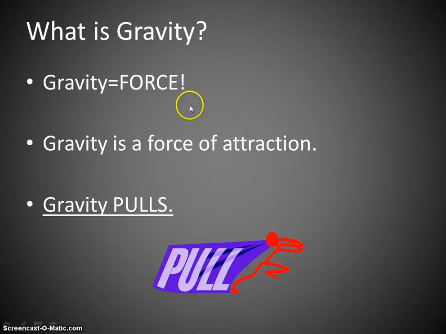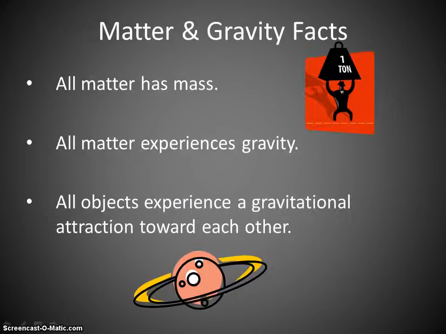What is gravity? Once again, it's a force, right? We're talking about forces. Gravity is a force of attraction between two objects because of their mass. And gravity is a pulling force. It pulls. All matter has mass. All matter has gravity. All objects pull towards each other because of their gravity.